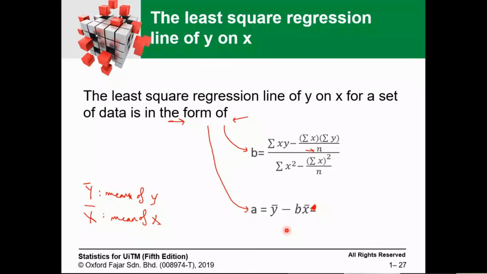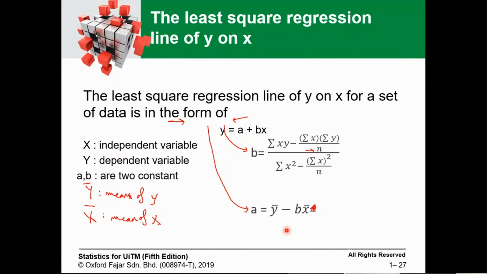So okay, we are calculating the least square regression line of y on x. The least square regression line of y on x for a set of data will be calculated like this: y is equal to a plus bx.